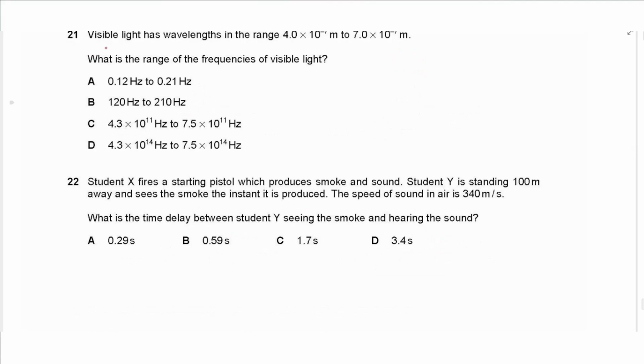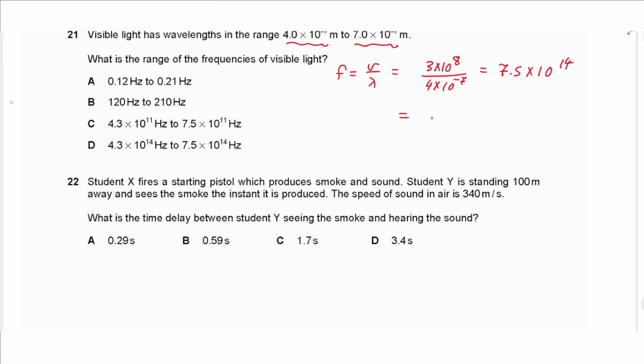Question 21 says, visible light has wavelength in the range of 4 times 10 to the power negative 7 meters to 7 times 10 to the power negative 7 meters. What is the range of the frequencies of visible light? So frequency is equal to speed divided by the wavelength. So we do that 2 times: 3 times 10 to the power of 8, speed of light, divided by 4 times 10 to the power of negative 7. That gives an answer of 7.5 times 10 to the power of 14.